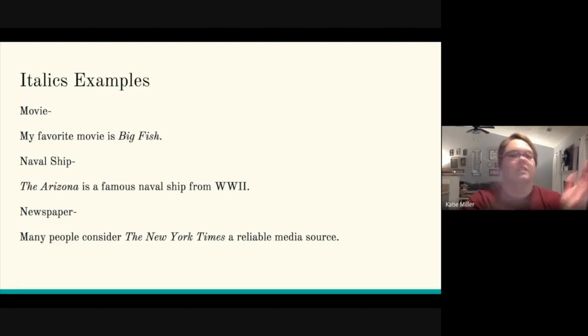So smaller part of something, quotation marks. Big idea, full story, italics. And that's the easiest way to remember that. And if you can keep that little trick in your mind, it helps you a lot. Okay, so that's all we're really doing for today.